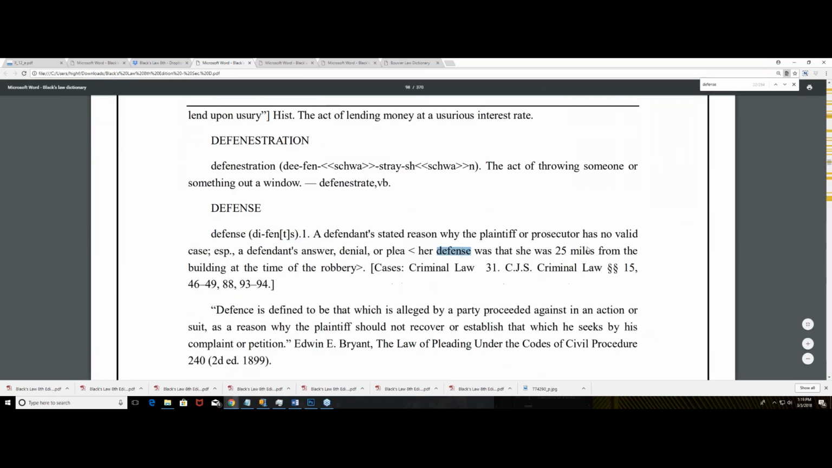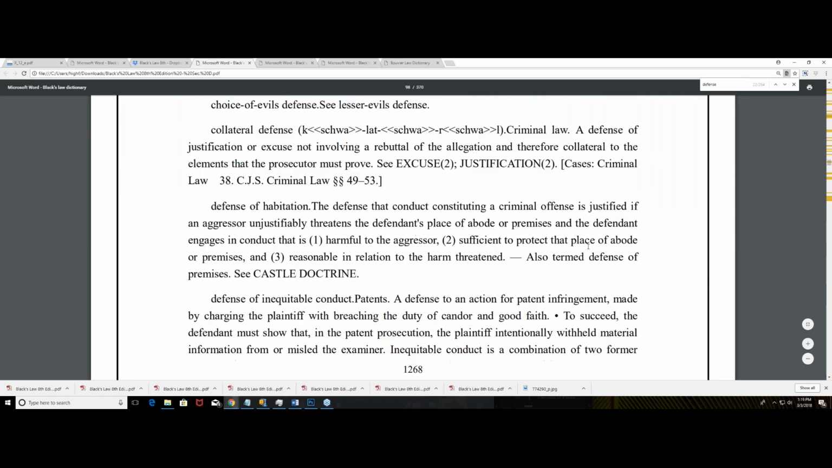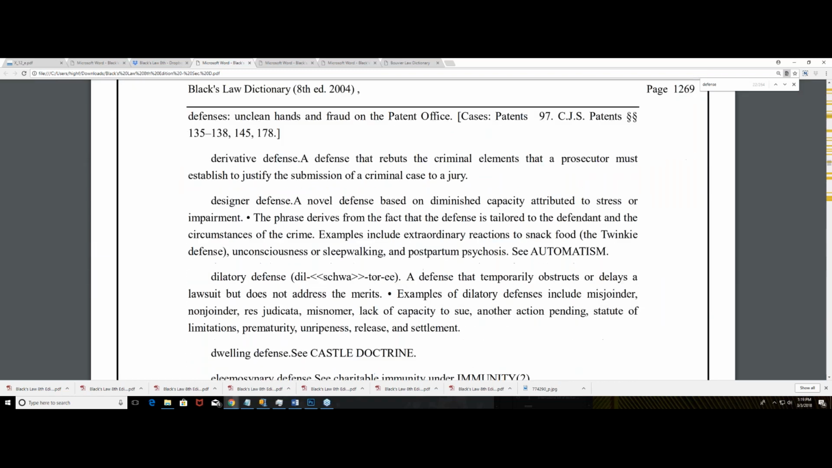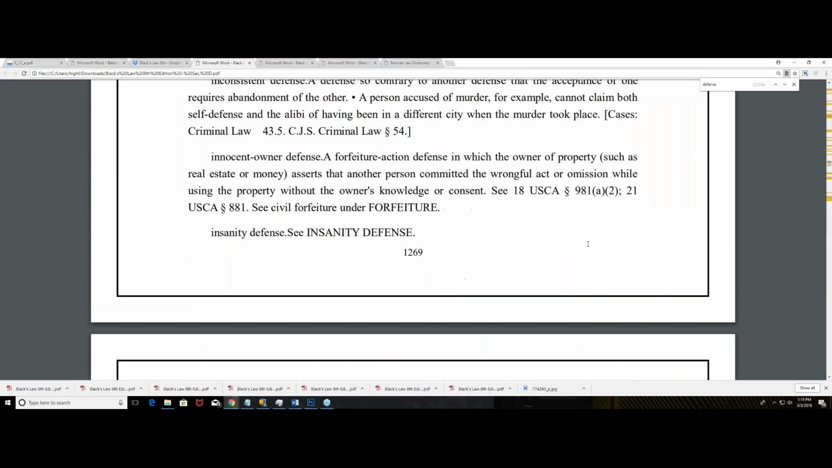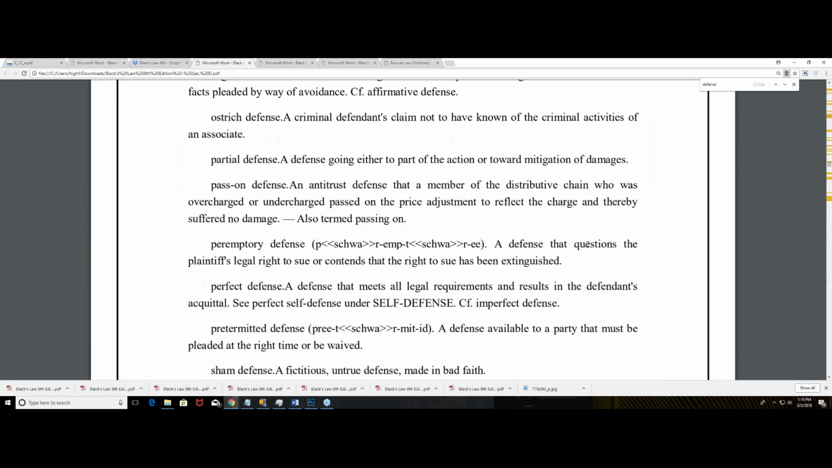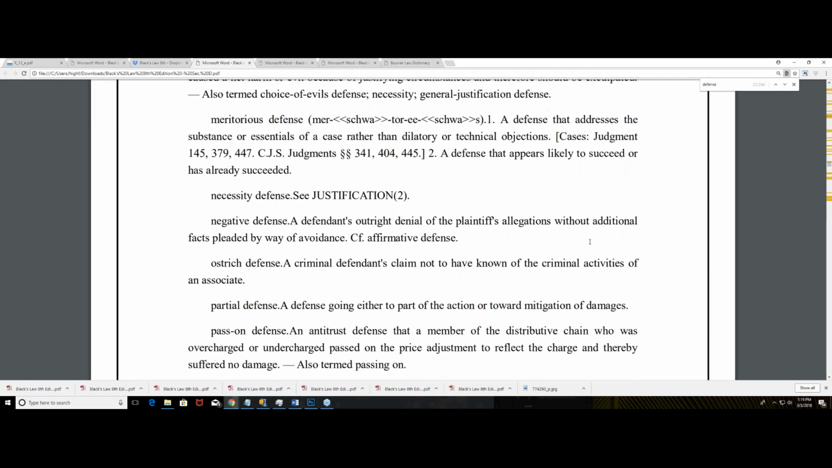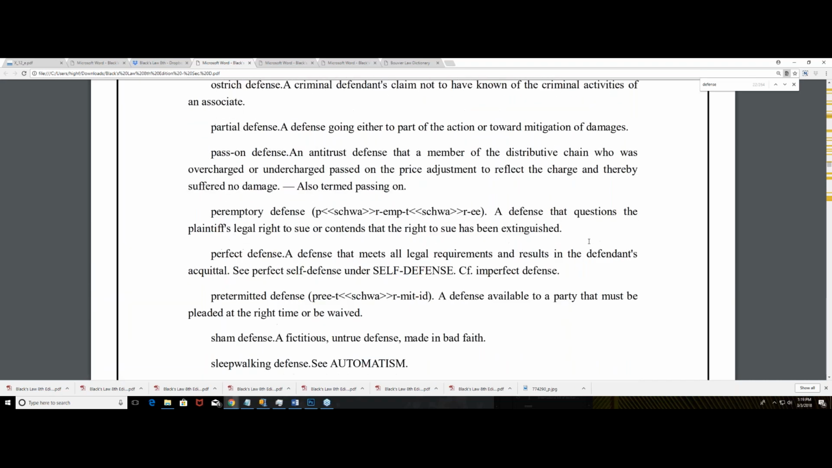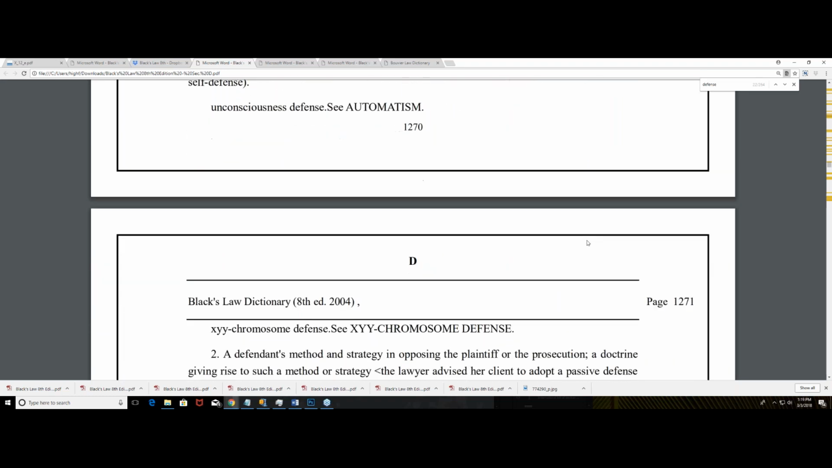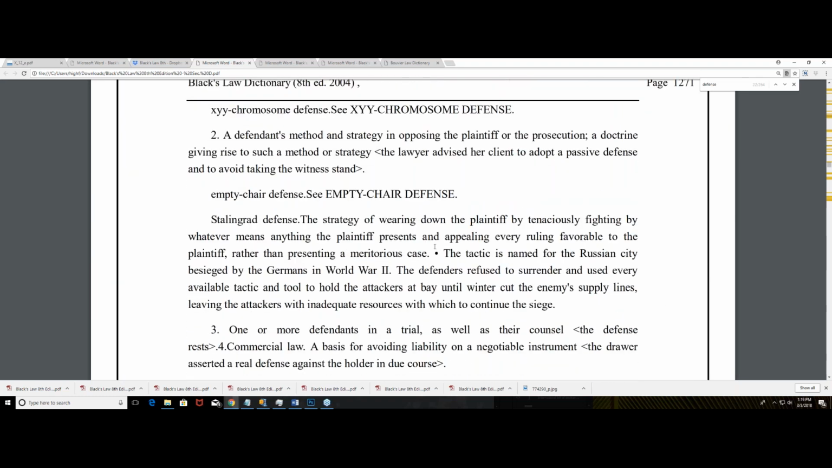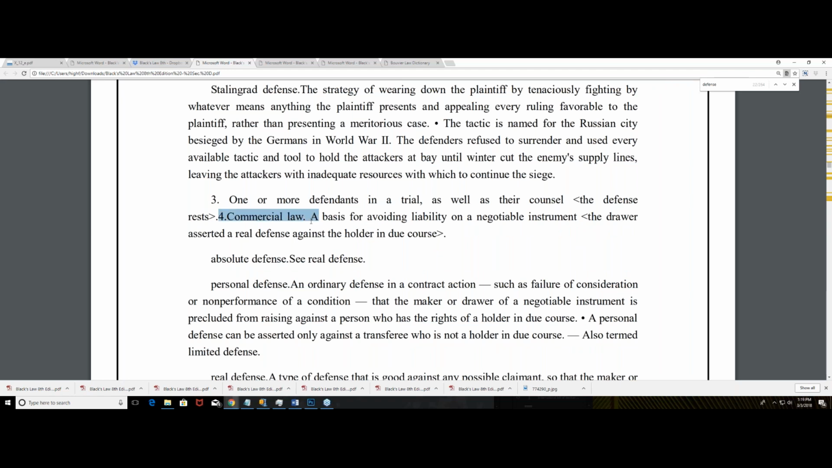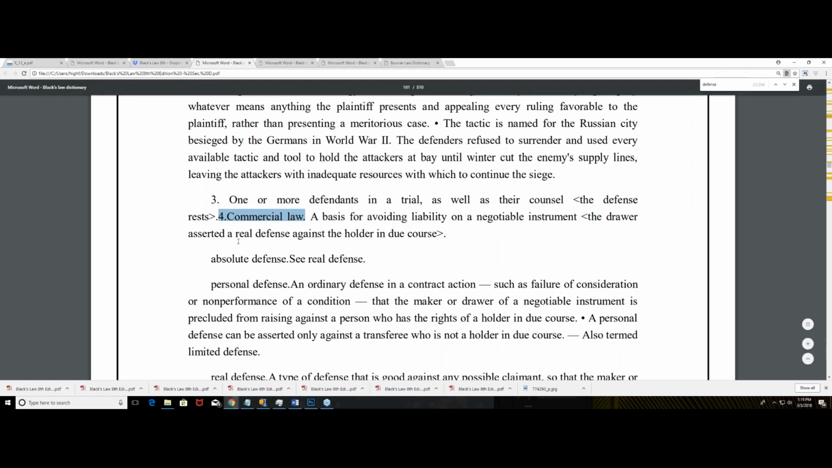All right, right here, defense, and we're looking for the fourth sense of the word. It's down here, ostrich defense. Did I pass it? Okay, here it is. Number four, commercial law: a basis for avoiding liability on a negotiable instrument. The drawer asserted a real defense against the holder in due course.